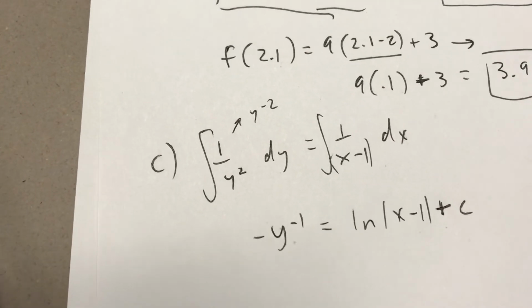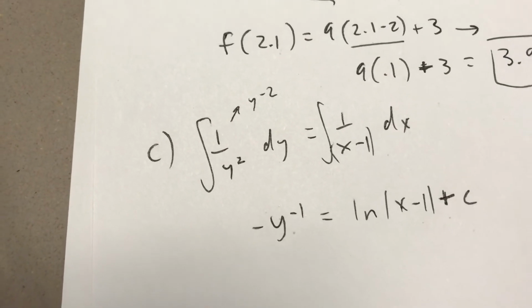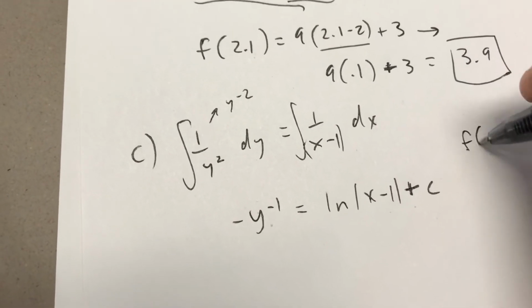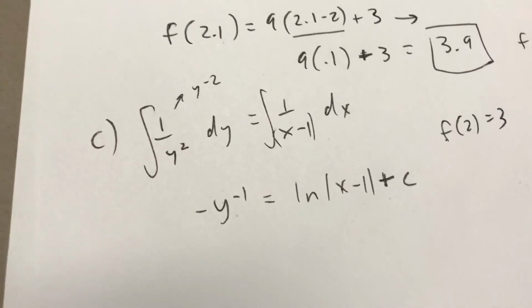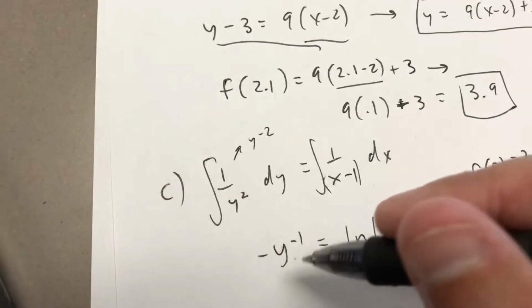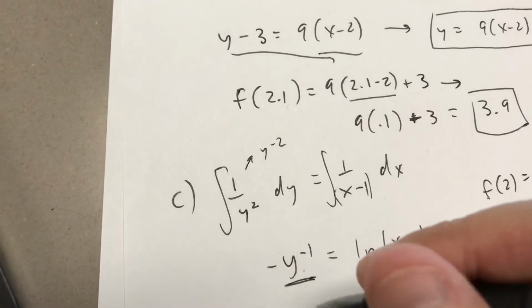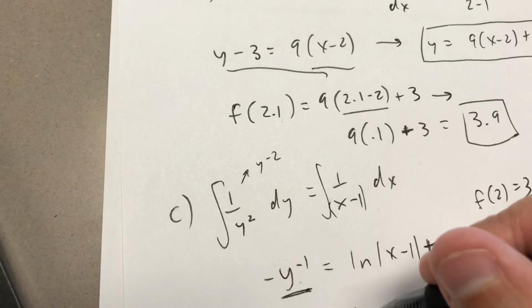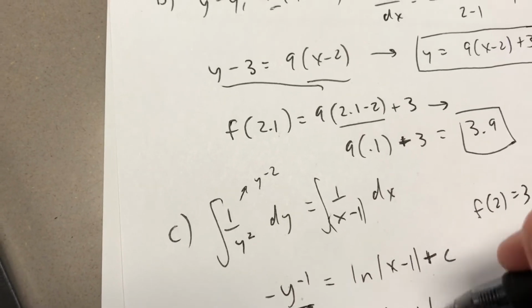Now you're going to have to decide when you substitute. You can substitute now or you can try to solve for y. I think in most cases it's going to be easier to substitute now. We know that f of 2 is supposed to be equal to 3. So I put in 2 for x, I'm supposed to get back a 3 for y. Negative exponents, though, are bad for evaluating. I would probably rewrite this as negative 1 over y is equal to ln of x minus 1 plus c.